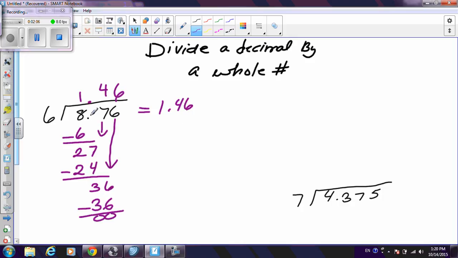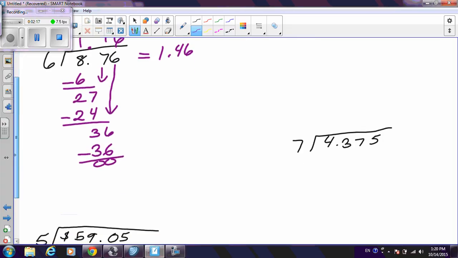So notice when I'm dividing a decimal by a whole number, my answer can possibly have a decimal. There will be some times where it won't have a decimal, but in this case, it does. All right, so let's try this one more time.